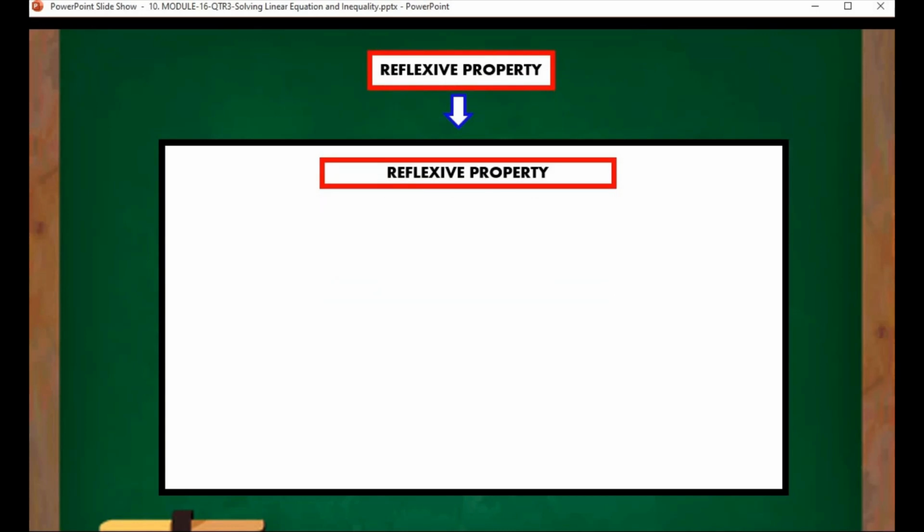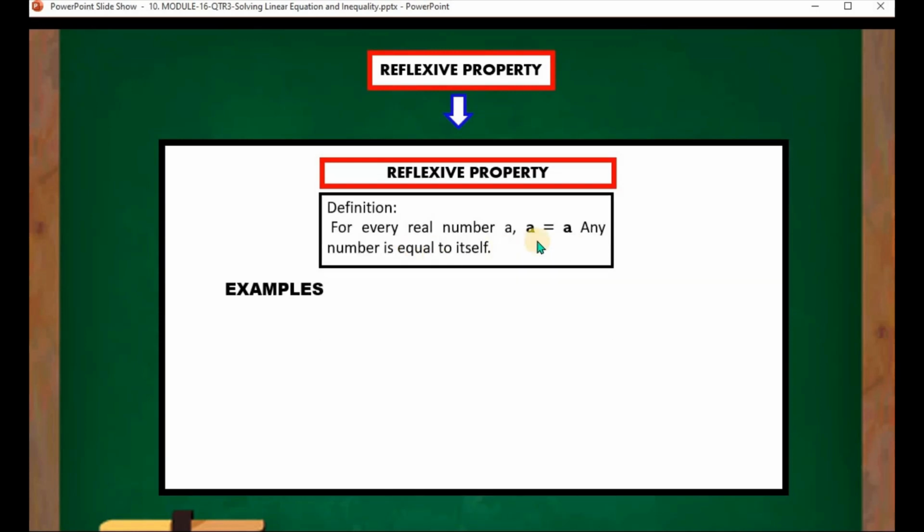So, let's start with the first one, the reflexive property. Reflection. Parang tumingin ka sa salamin. When you look at the mirror, syempre, ang nakikita mo ay yung sarili mo. Pag iba nakita mo, tumakbo ka na. So, ang tatandaan nyo lang sa reflexive property is, for every real number A, A is equal to A. Any number is equal to itself. If we have 5, that is equal to 5. If you have B, that is equal to B. If you have 13 times 5, that is also equal to 13 times 5.